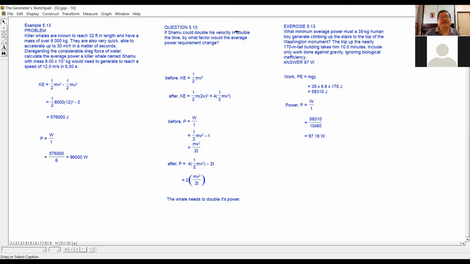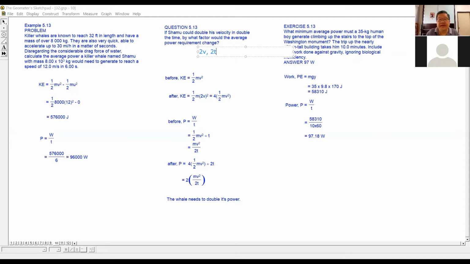The question is, now they say the velocity is double. Instead of v, they have 2v, the velocity. Then the time is also double. Instead of t, they have 2t. So in order to produce this type of motion, how much has the wheel to increase its power?